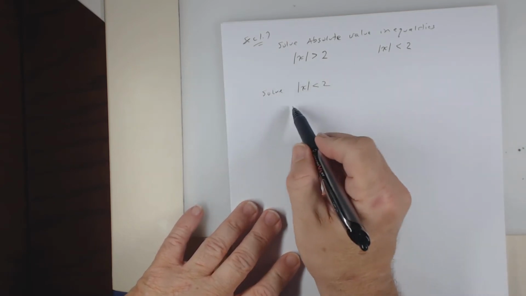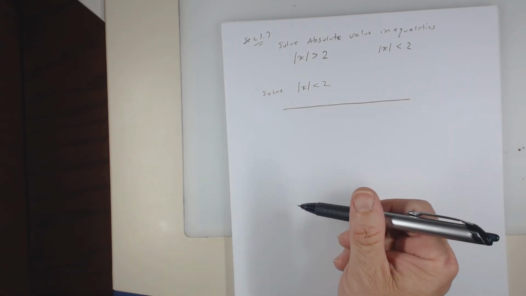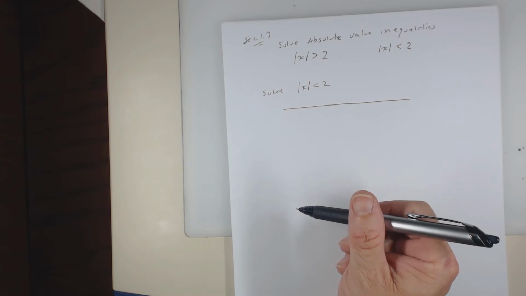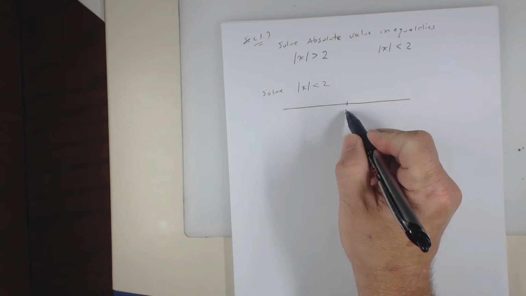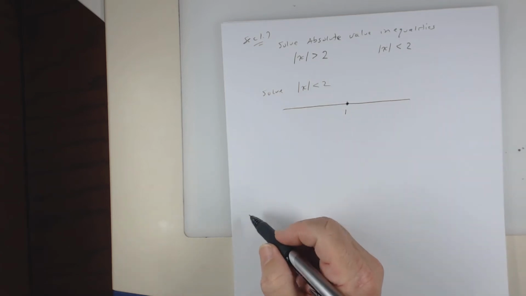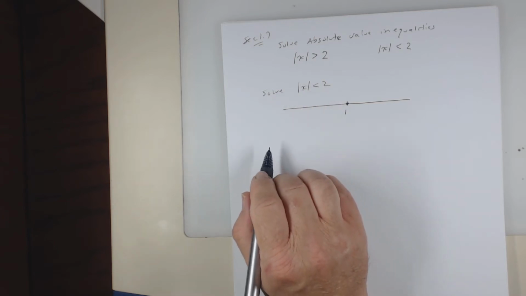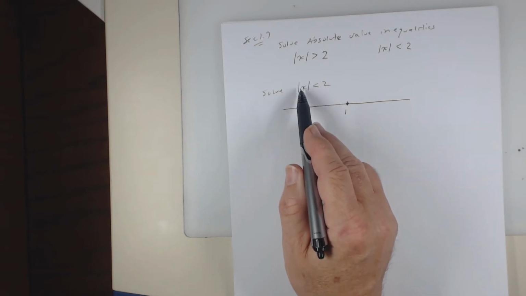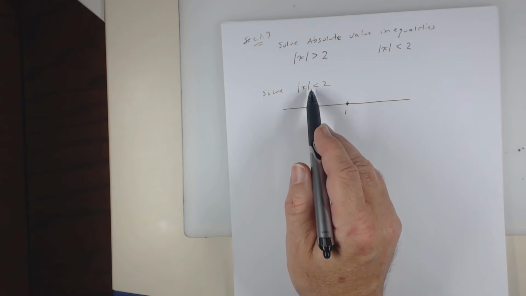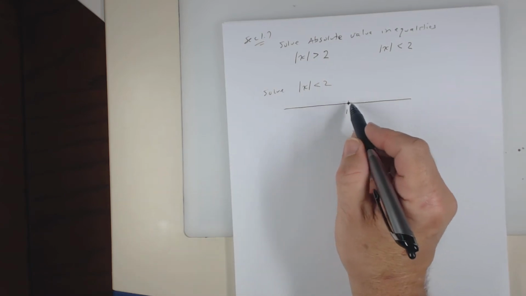I'm going to draw a number line, and I'm going to ask you, give me some numbers, so that when I take the absolute value of it, it is less than 2. 1, okay, 1's a solution. Here's 1. I put a little dot there. So 1 works, because what's the absolute value of 1? 1. Is 1 less than 2? Yep. What's some others? Negative 2. What's the absolute value of -2? 2. Is 2 less than 2? No.